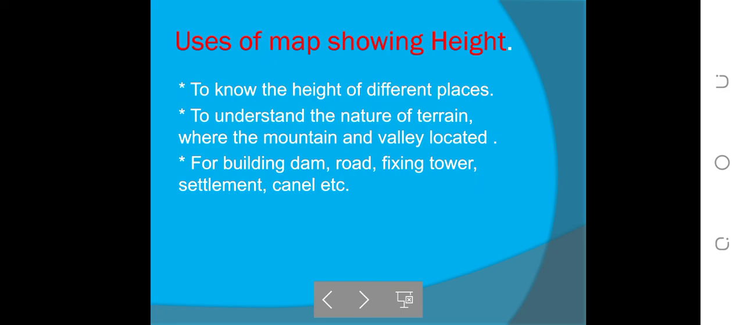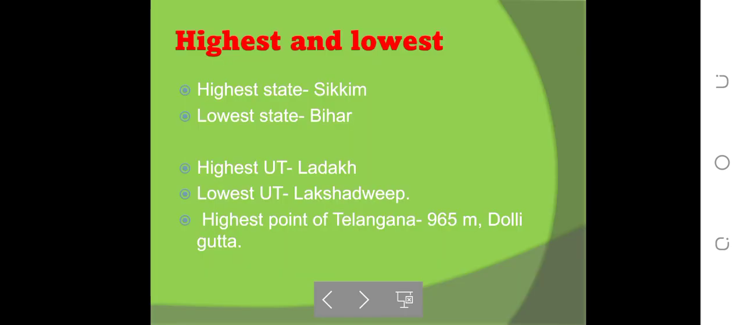Like for a settlement, the area should be in the plain area, not on high land, so that the transport system will be easy for the people. The people can get availability of water in the plain area, not in the hilly or mountainous area. Even a canal has to be constructed from high land to lowland. So in this way the height map helps us.